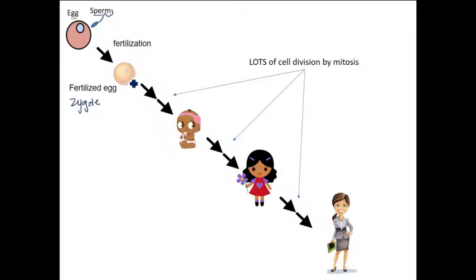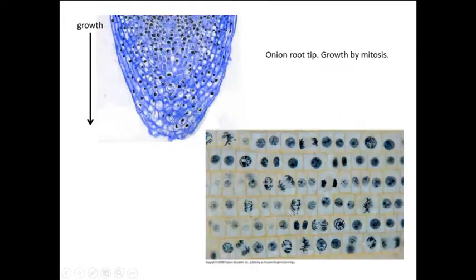So first of all, you start with one single cell. It divides by mitosis enough to make a baby, and divides some more to make a child, divides some more to finally make the adult. Once we're adults, our cells don't divide so much by mitosis to grow as to repair.